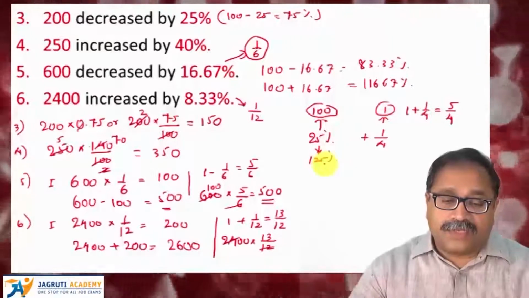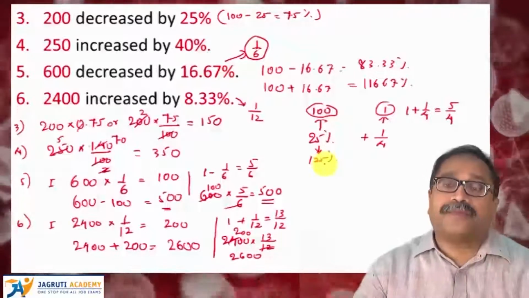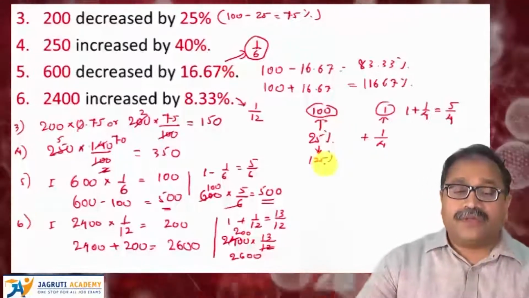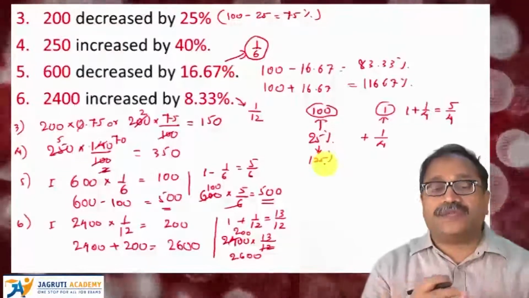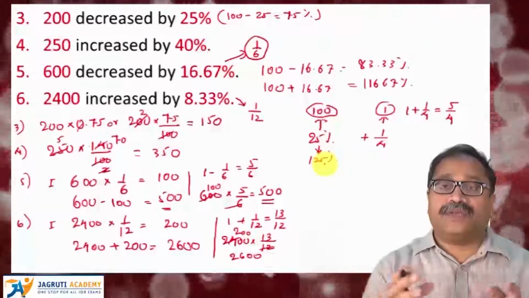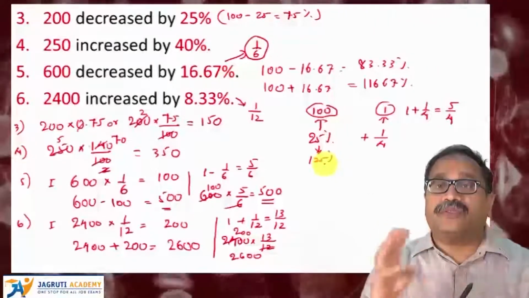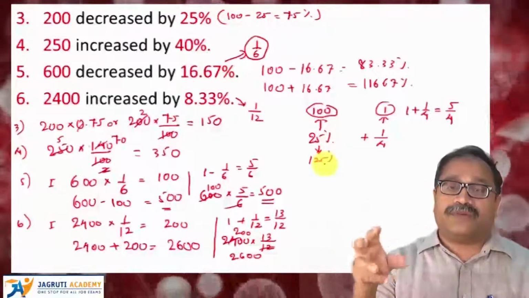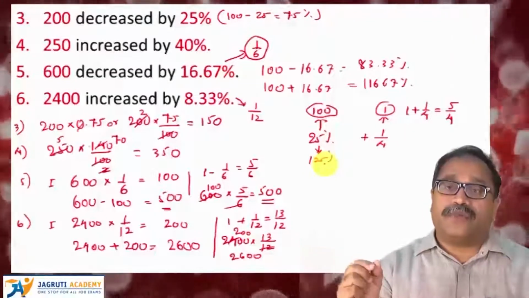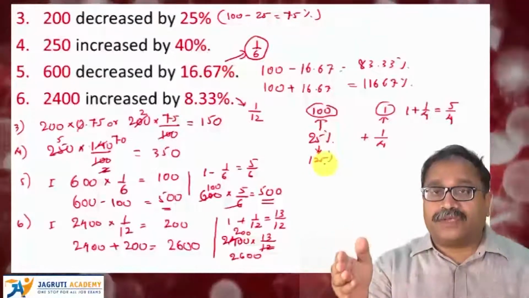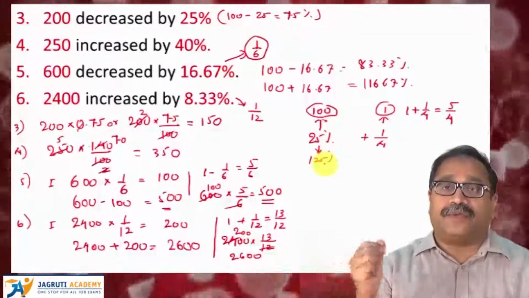With 12 it gets cancelled 200 times, and 200 into 13 is nothing but 2600. So I get the same thing as with the first method. Here is the case when we are discussing a percentage increase or percentage decrease. Sometimes the percentage could be in a round figure, something like 25% or 40% as in the first two examples, or sometimes it could be in decimal format, which I will convert into a fraction, and we deal with the fraction either with the first method or with the second method.